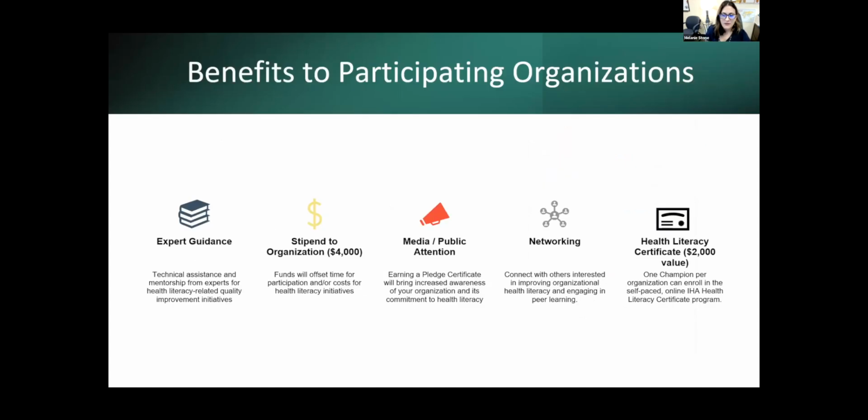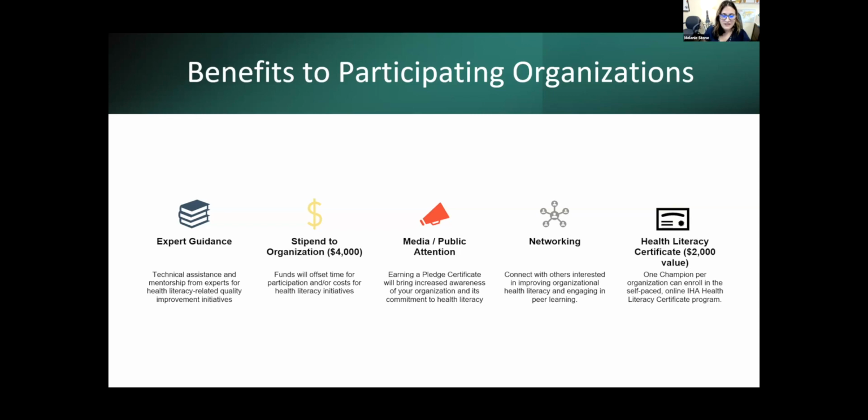There were several types of benefits for the organizations to participate in the program. So, of course, we were providing some expert guidance. Our team, as the Health Confianza folks, as well as the 4 mentors that we had. So that technical assistance and mentorship was important. We also provided a stipend. So thanks to the grant, we had some money to offer to the organizations. And it ended up being $4,000 per organization that they would receive at the end of the collaborative. And that was to offset their time for participation and any costs that they may have had initially with making some of those short-term changes.